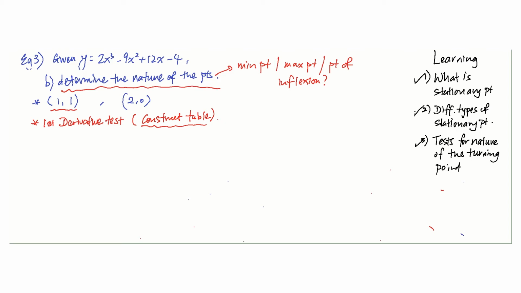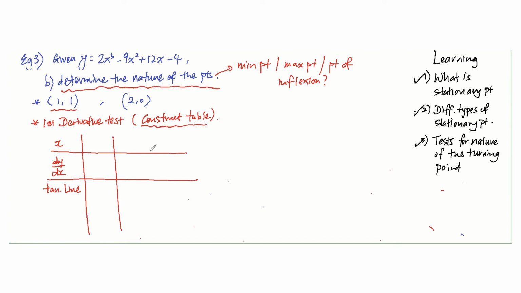So this is the table I'm going to construct. I'm going to have x, I'm going to have dy over dx, and I'm going to have this thing called a tangent line. This should form three categories here. So this is the table that you should have, 3 rows and 3 columns.